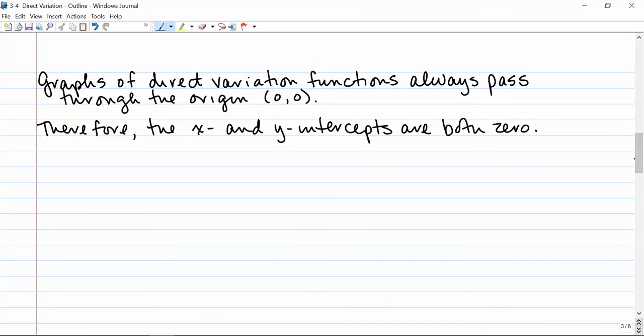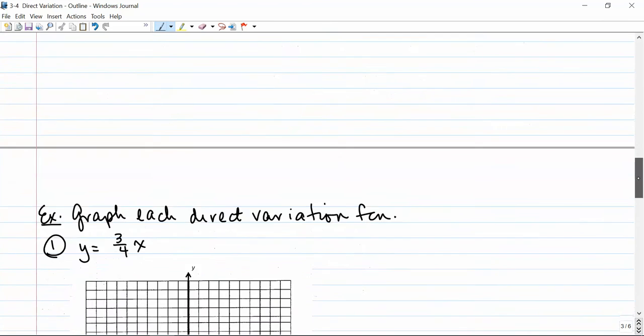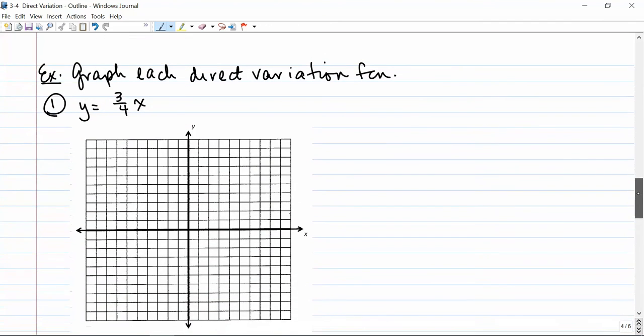Graphs of direct variation functions always pass through the origin. That is, they always pass through the point 0, 0. Therefore, the x and y intercepts are both 0. So you can't graph a direct variation function by using x and y intercepts. To graph it, we actually need to use the slope.